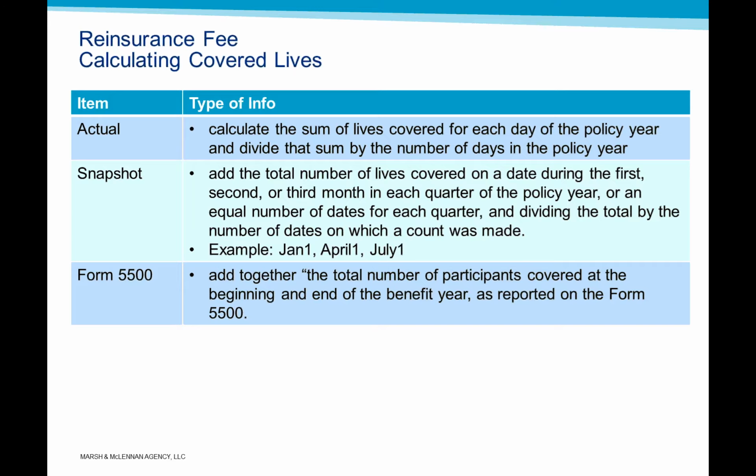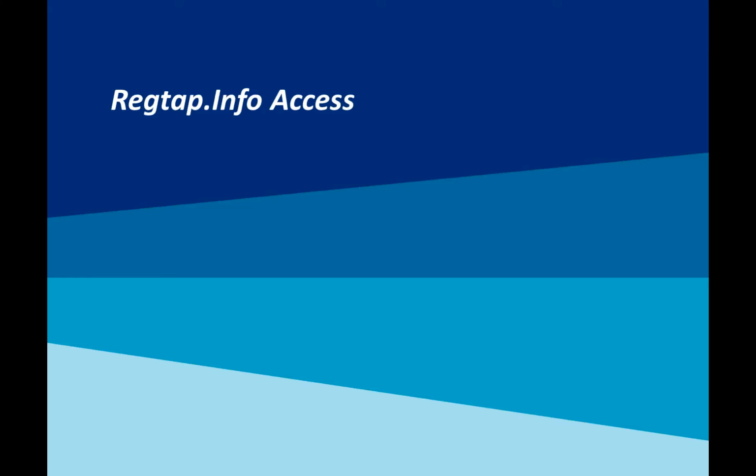The snapshot method is where you would take the total number of lives covered on any particular date during the first, second, or third month of each quarter of the policy year, or an equal number of dates for each quarter, and divide the total by the number of dates on which a count was taken. So you would take January 1, April 1, July 1, whatever your enrollment counts were on each of those dates, and then divide by the quarters to get your enrollment count.